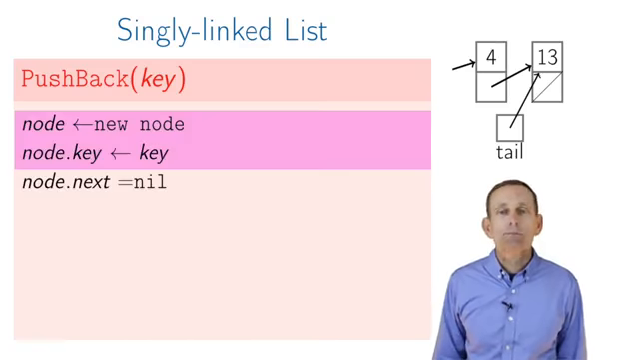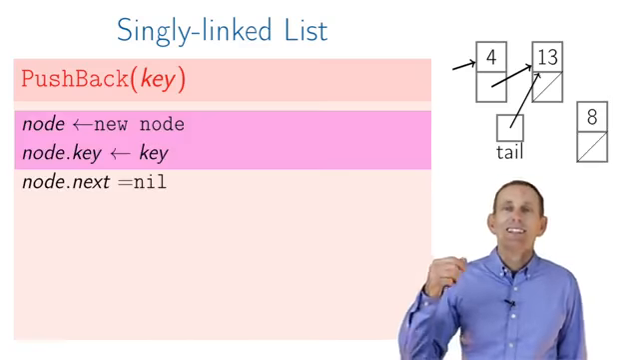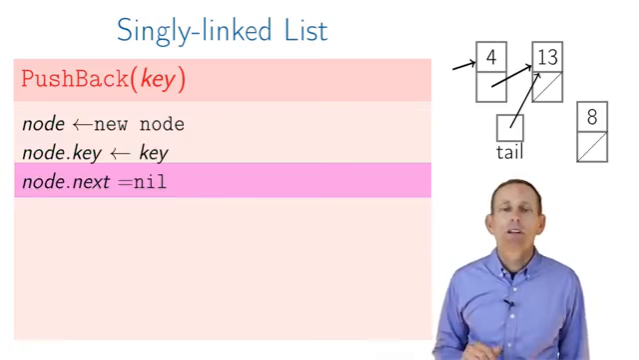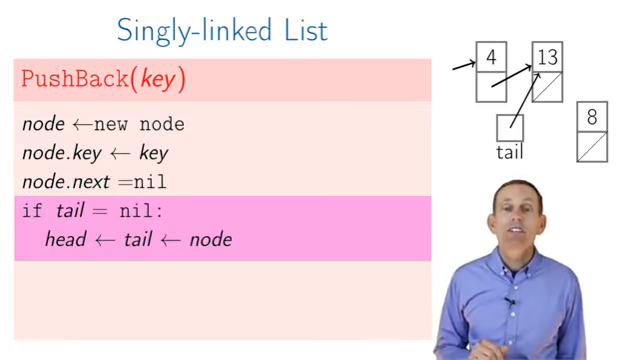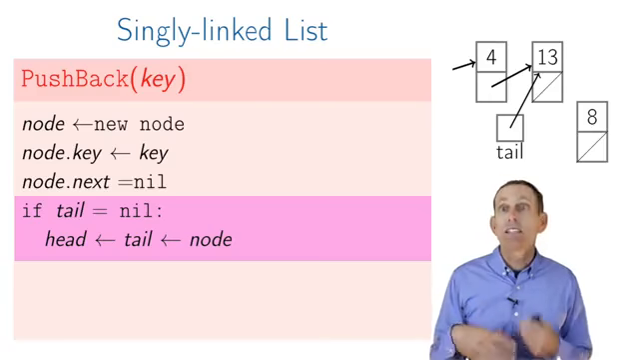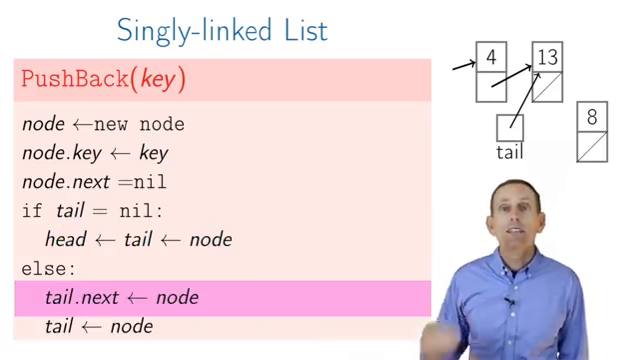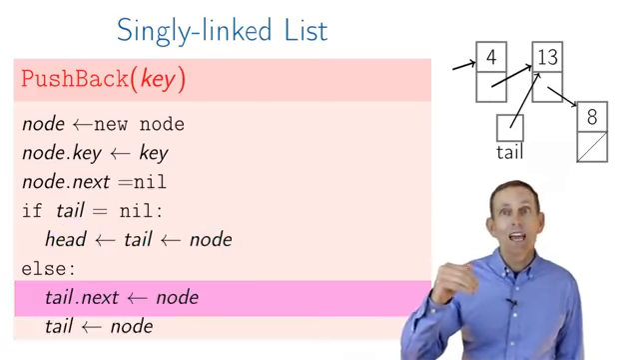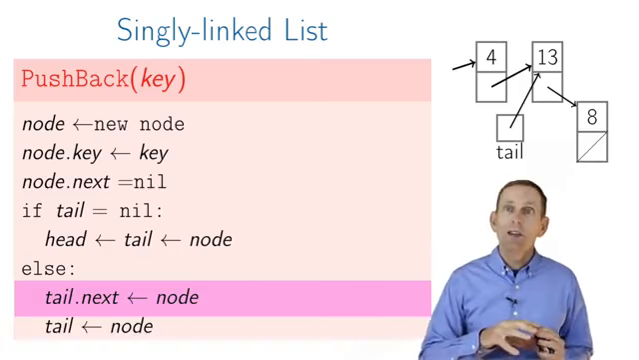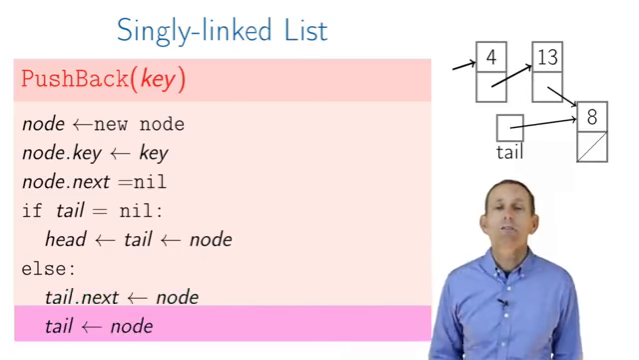Pushing in the back, allocate a new node, set its key, set its next pointer, and then check the current tail. But if the current tail is nil, again, it's an empty list, update the head and the tail to point to that new node. Otherwise, update the old tail's next to point to our new node, and then update the tail to point to that new node.